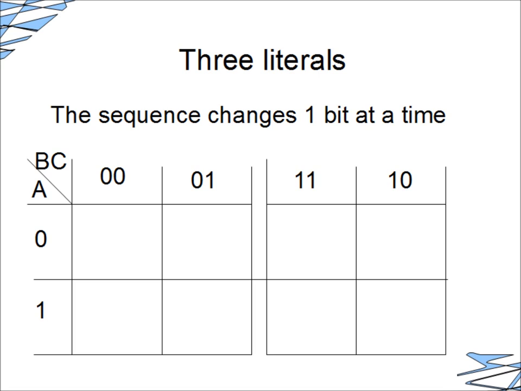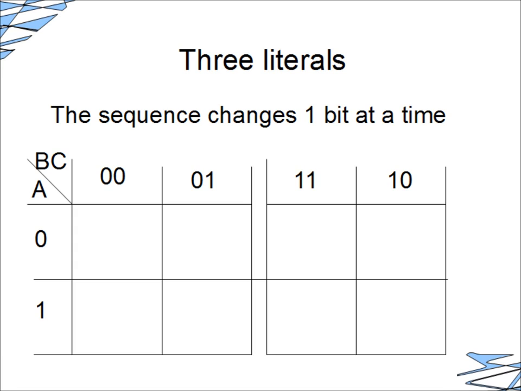Now, the important thing is that this sequence can be any sequence you want. This is the standard sequence. But it has to change 1 bit at a time. So we have 0, 0 to 0, 1. Only one of the bits changed. 0, 1 to 1, 1. Only one of the bits changed.